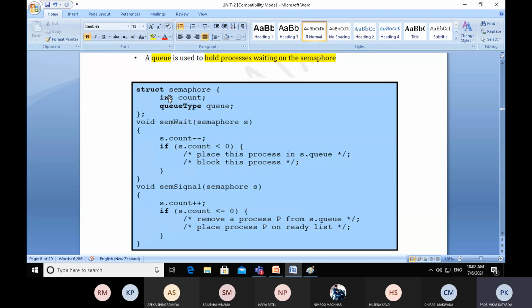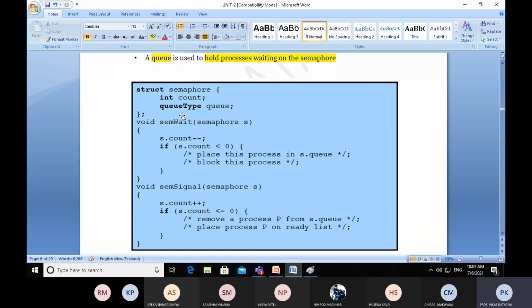So here is a structure. Start with the struct keyword. You know that any structure always starts with the struct keyword. So semaphore is the name of the structure. This is the curly bracket which starts the structure, and we start the declaration of variables. So here is a count variable of type integer and a q variable of type q type.